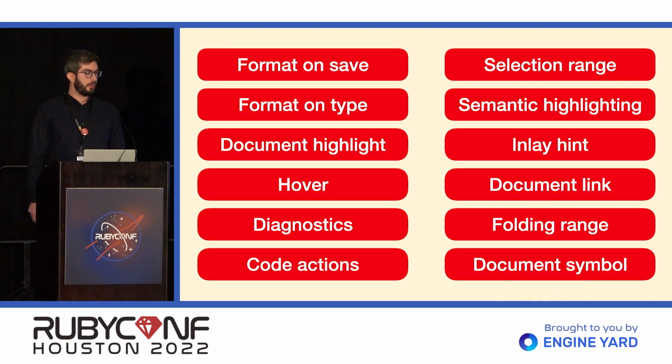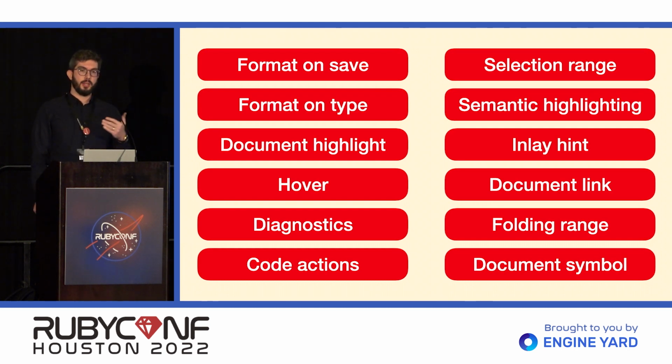The features we currently support are here on the screen, so we support format on save, format on type, document highlight, which is highlighting occurrences for the same entity where the cursor is, hover, Rubocop diagnostics, quick fixes through code actions, selection ranges, which is also known as smart ranges. It's basically expanding and reducing a selection based on the Ruby code.